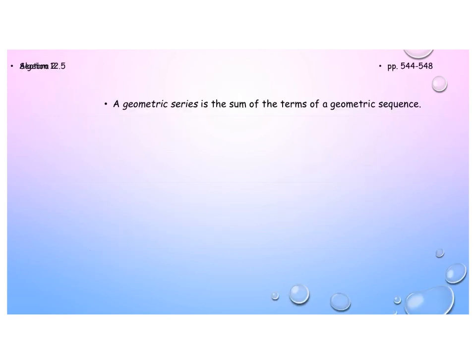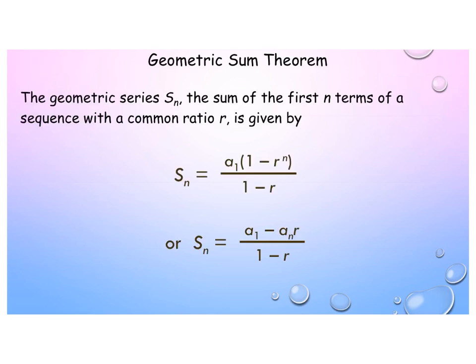Okay, geometric series is the sum of the terms of a geometric sequence. We've just went over that with arithmetic. The geometric series S sub n, the sum of the first n terms of a sequence with a common ratio r is given by... So here's our formula for the sum of a geometric series. Make sure you're writing these down on your formula sheet, all these formulas, because you'll need them on the test.